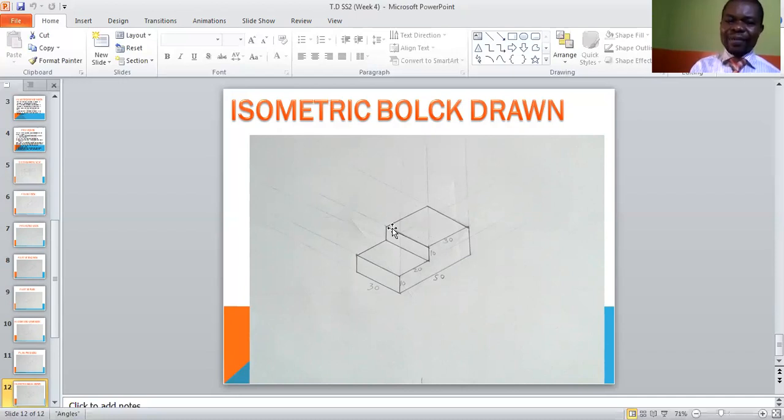That is from here to here, 30, 30, 30, 30. That's a square plan. Then another one here, 30, 20, 30, 20, a rectangular plan. The two of them are shown there. Then the end elevation is 10, 30, 10, 30. Another one, 10, 30, 10, 30. These ones are seen here.